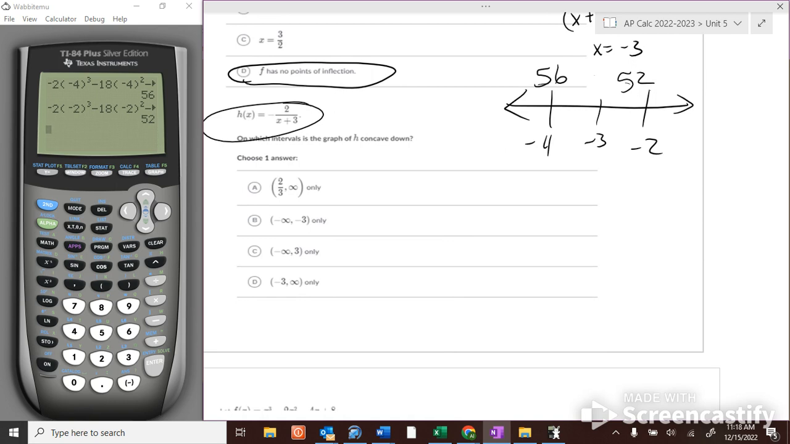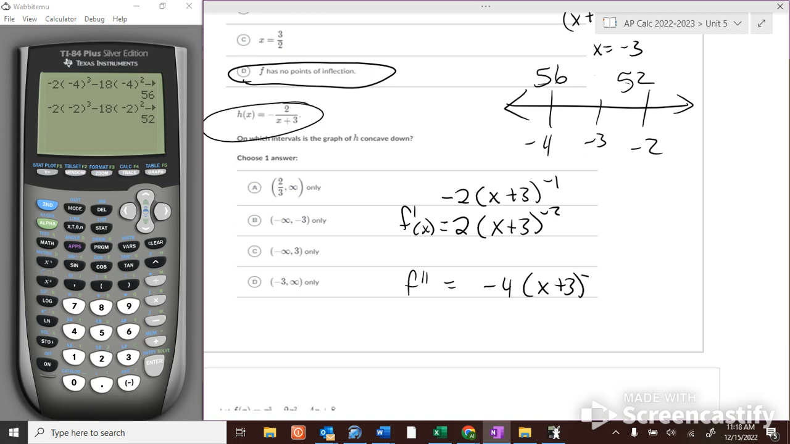All right, so we could find the second derivative. So the first derivative, well, let's do this. Let's try the chain rule once. The first derivative will be 2 times x plus 3 to the negative second times 1. And the second derivative would be -4 times x plus 3 to the negative third.